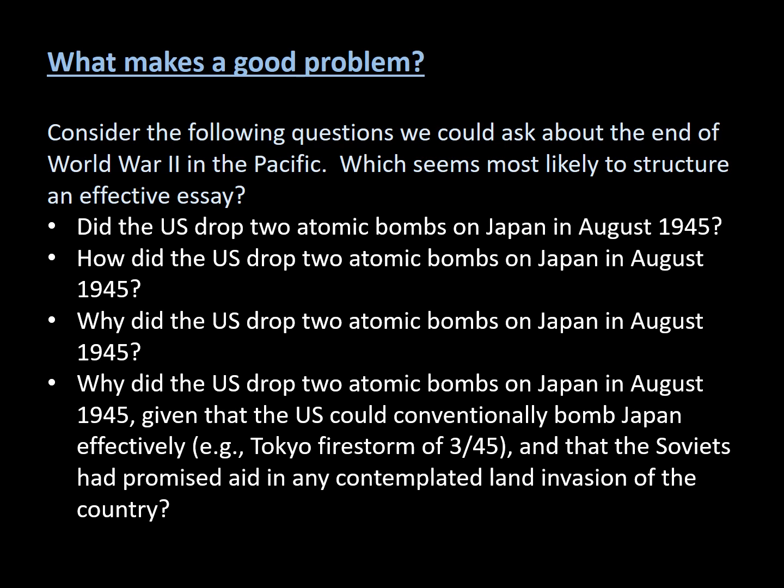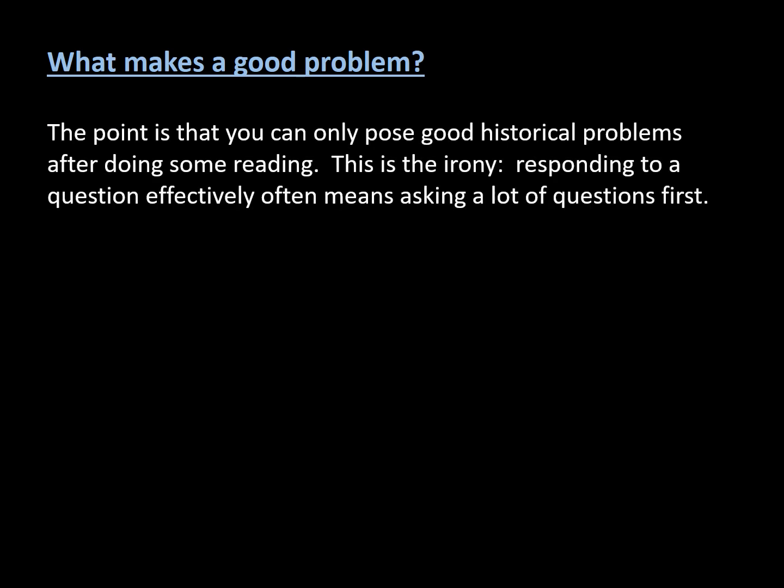An even higher level of this, the one that I am arguing for developing in this talk, is something like this. Why did the U.S. drop 2 atomic bombs on Japan, given that the U.S. could conventionally bomb Japan? So, again, the point is that you need to know something about your topic before you can ask the right questions about it. And that's kind of an irony. We're used to thinking of problems as merely questions, but posing a problem effectively means having already answered some of those questions.